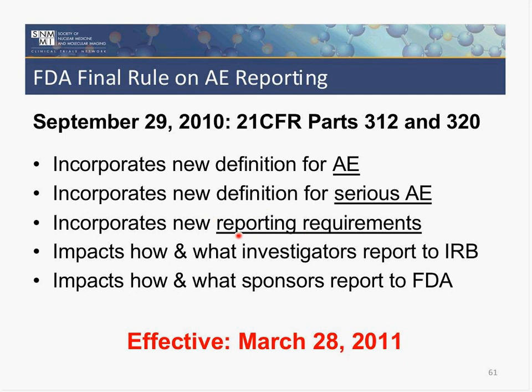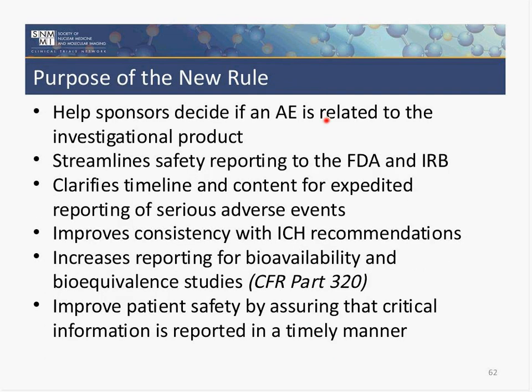and that's when the new reporting requirements came into play: what and how investigators report to the IRB and the FDA. The purpose was streamlining safety reporting. What was happening before was that the sponsor was submitting all AEs, even the ones that were unrelated and the ones that were not serious. The new rule provides guidelines that they really only have to submit the serious adverse events related to the drug.